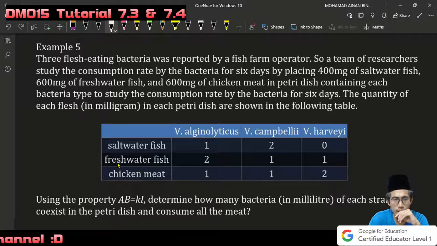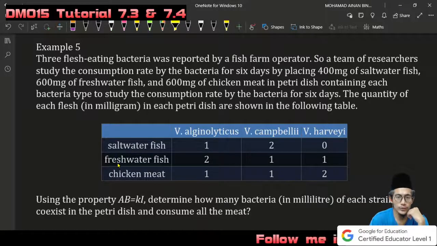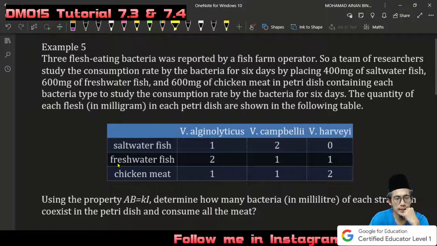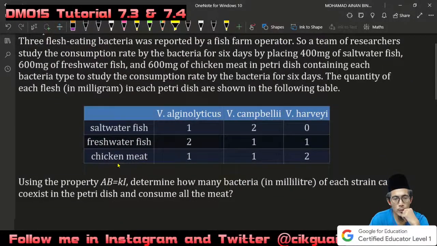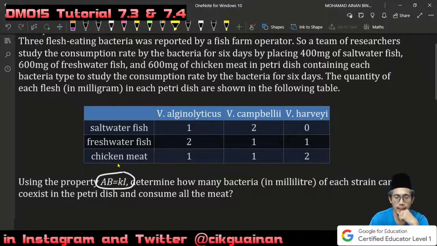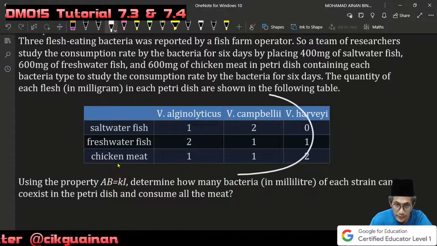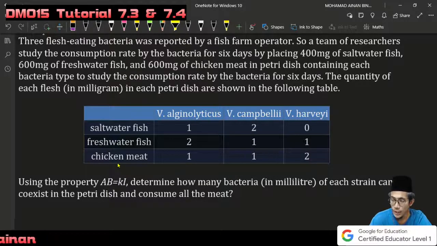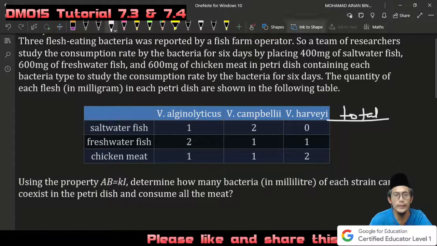Okay. The quantity of each flash in each petri dish were shown in the following table. Like this. Okay. So then we have to use the property AB equals KI. This is like the earlier ones. Now, this table is already given. So what is left is the total, and the total is given in the sentence here. So we just have to take it out again.